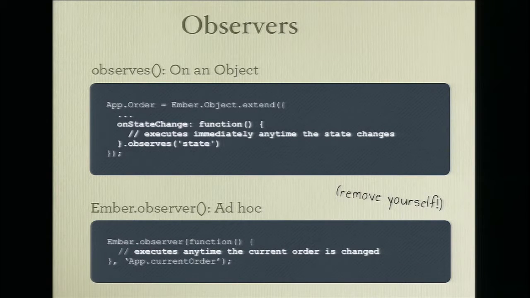Observers, we talked about properties earlier. Properties only execute when you actually get to that property. Observers fire immediately when a change happens. So in that first case, anytime the state property changes, that will fire all the time. In the second example here, where I'm actually making an observer, this is kind of more metal, lower level. The only thing that you have to keep in mind here is you have to remove that observer yourself. There's a remove observer function to call. If you don't do that, there's a chance of a memory leak there.